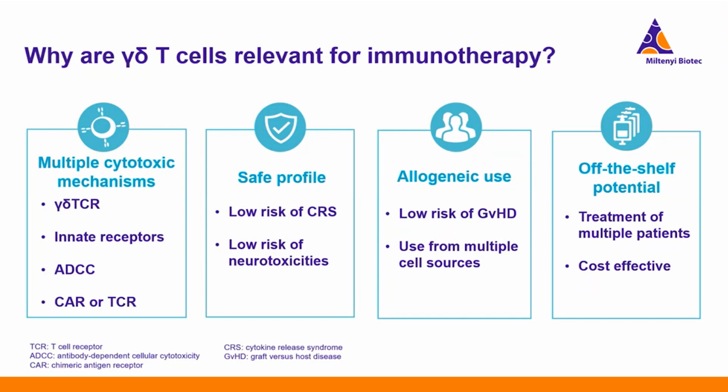So far, gamma delta T cells have shown a safe profile in clinical studies with low risk of cytokine release syndromes and neurotoxicities. And this safe profile extends to the use of the cells in an allogeneic setting, as they offer low risk of graft versus host disease and can also be produced from multiple cell sources. So ultimately, these cells offer an off-the-shelf potential for the establishment of an immunotherapy, as they offer the potential to treat multiple patients in a more cost-effective manner.